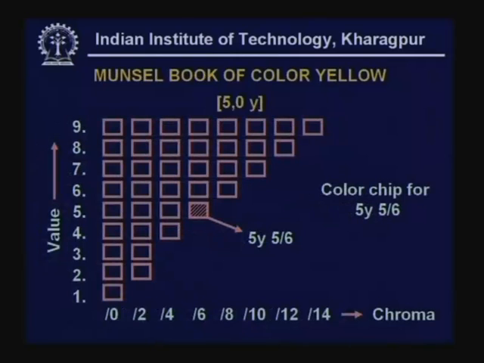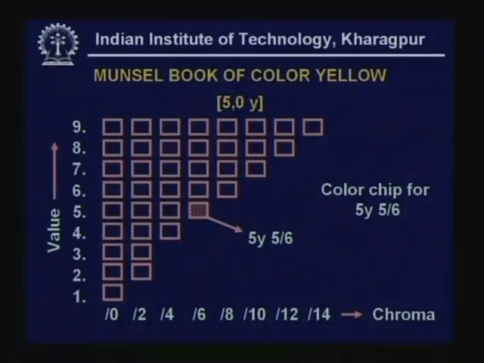This is what we call a book of color. This is for yellow, and you can see on the horizontal axis we have chroma marked in terms of /0, /2. We said the saturation goes in steps from 0 to 14. You can say 0, 2, 4, 6, 8, 10, 12, 14 there, and the value increases on the scale of 0 to 10 on the y axis. And what do we see? Consider the color chip 5Y 5/6 that we were talking about, which is shaded. This denotes that this is a yellow hue halfway up and it is 6 levels higher in chroma, that is saturation. So, this is one way of specifying.